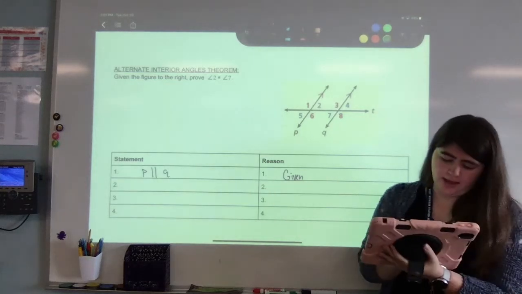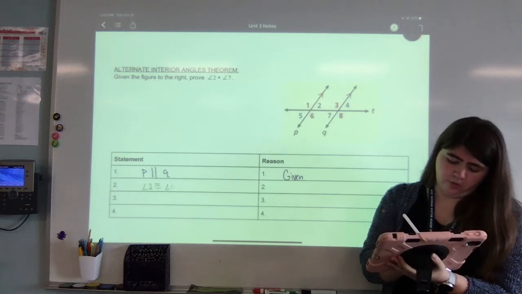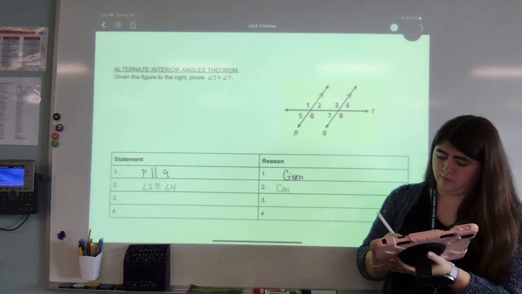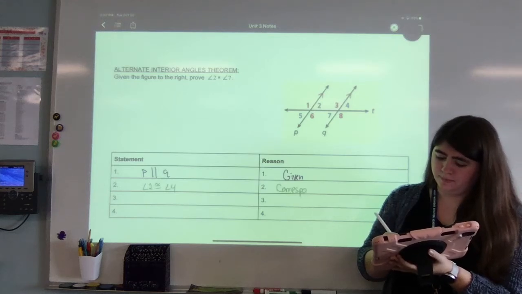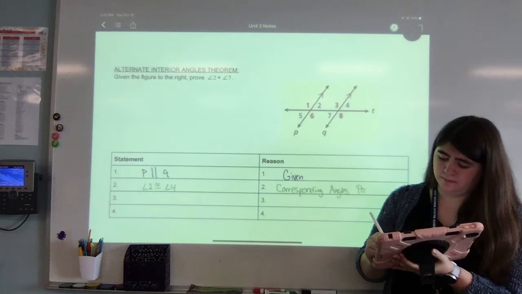Line 2, angle 2 is congruent to angle 4. And I know that by the corresponding angles postulate.